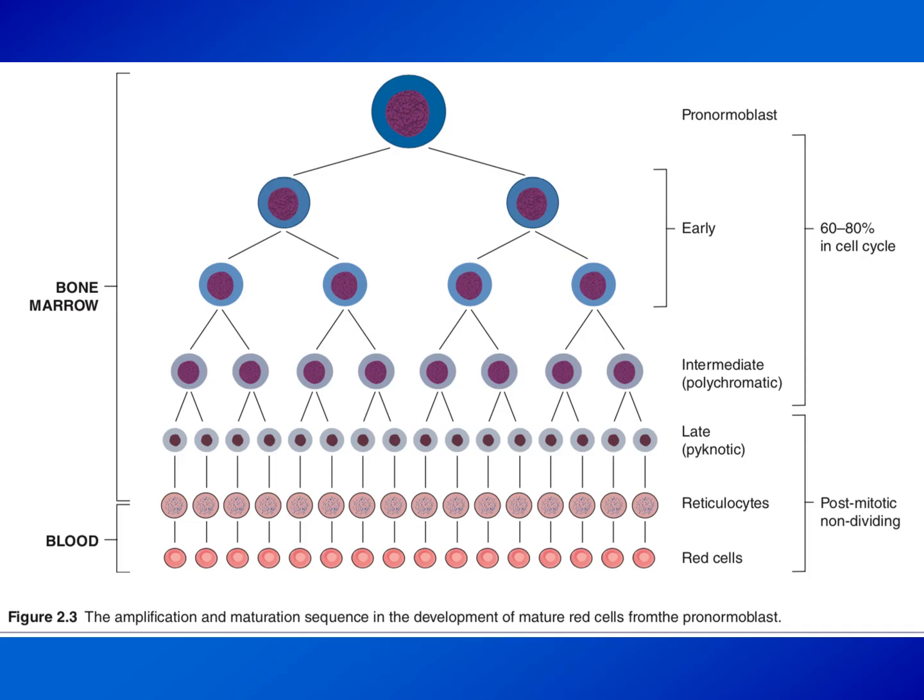One pronormoblast undergoing multiple divisions will result in the formation of 16 mature red cells. All the nucleated elements are in the bone marrow. They don't circulate normally. The only cells that circulate are the reticulocytes and the mature red cells. And there is no mitotic activity beyond the late or pycnotic cell stage.